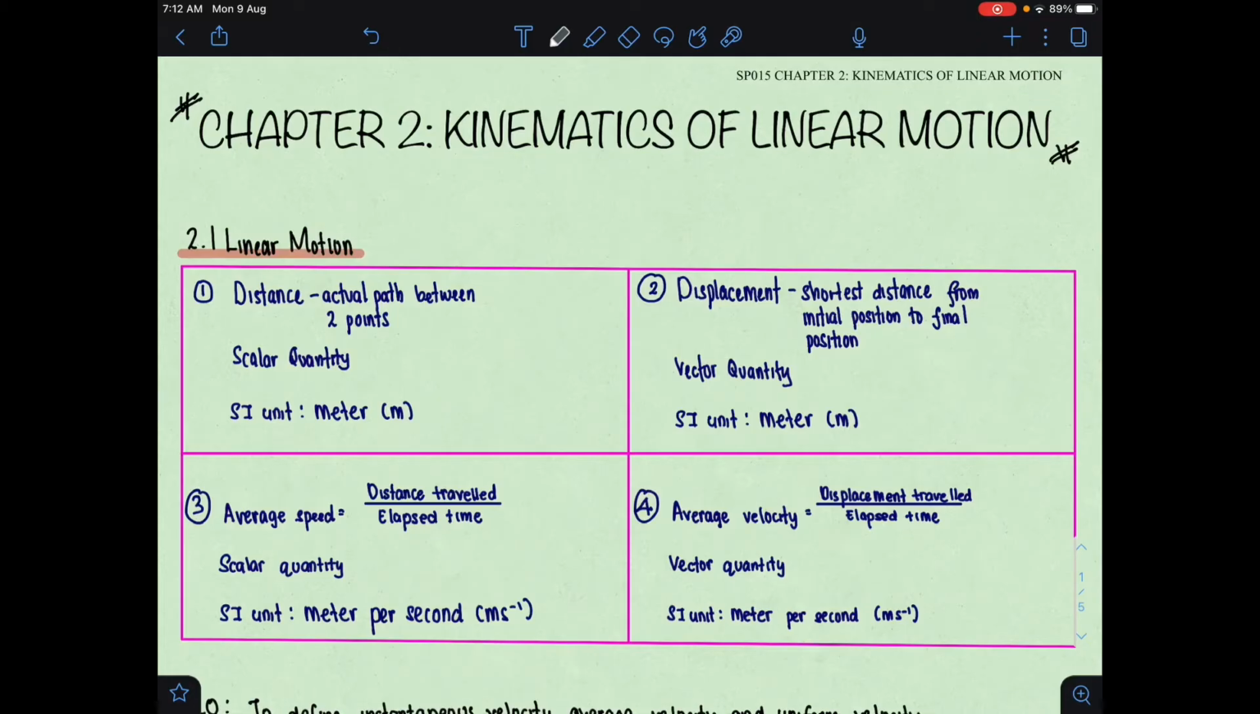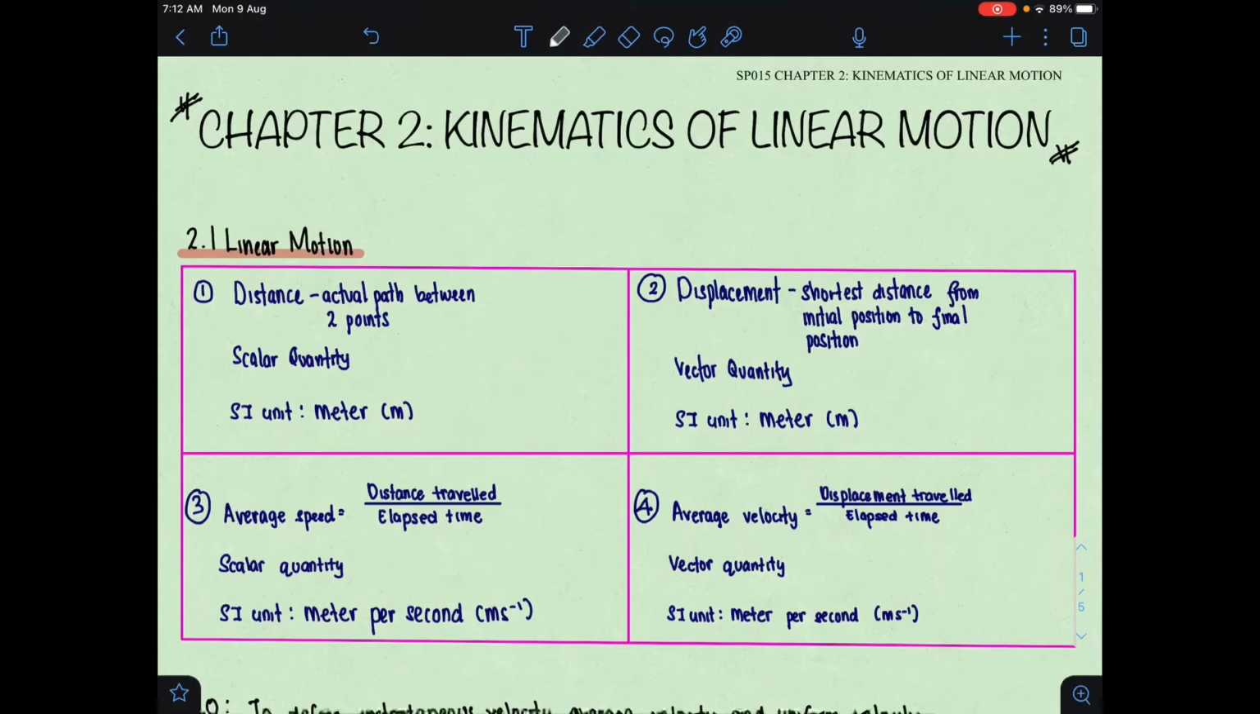And our learning objective for this subtopic is to define instantaneous velocity, average velocity and uniform velocity. Also to define instantaneous acceleration, average acceleration, uniform acceleration. And lastly, the third learning objective here is to discuss the physical meaning of displacement versus time graph, velocity versus time graph, and acceleration versus time graph. We'll be looking at all these three learning objectives today.